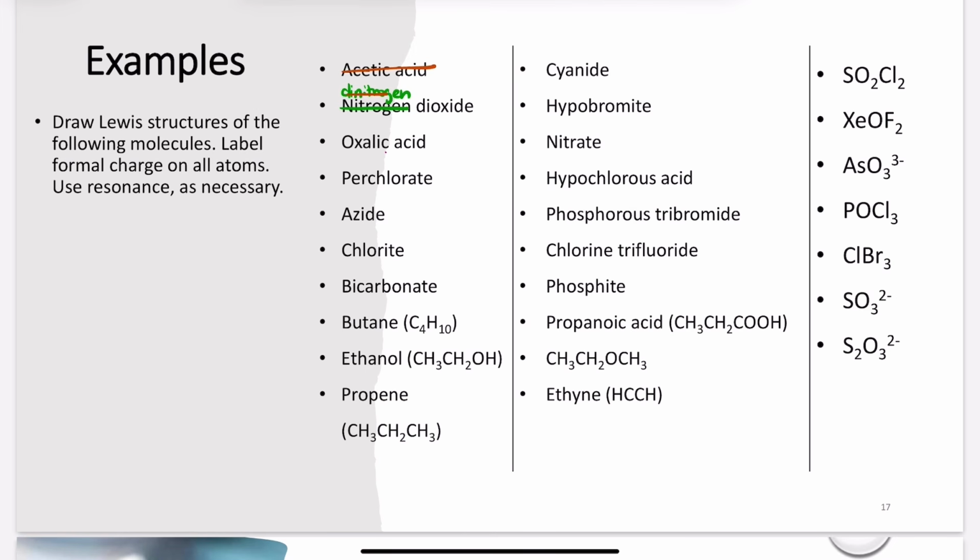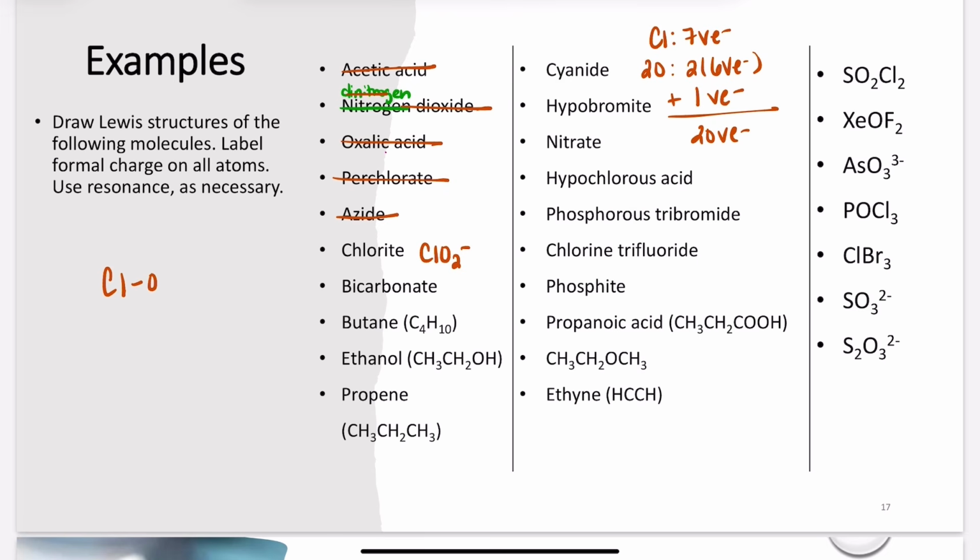Where am I? Let's see. I'm going to start crossing them off because I'm going to forget where I'm at. Chlorite. So chlorite is ClO2 minus. 7 valence electrons, 2 oxygen times 6 valence electrons, and 1 extra valence electron for the negative charge. So 12 plus 8 is 20 valence electrons.